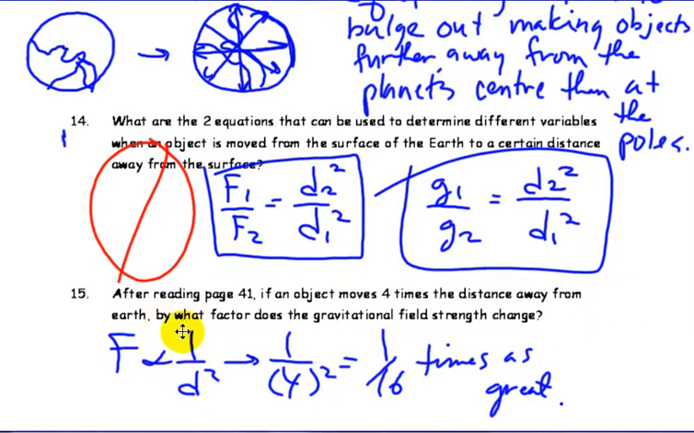So the idea of the inverse square rule here, of course: if an object is moved 4 times the distance away from the Earth, by what factor does the gravitational field strength change? So if d becomes 4 times bigger, that's 16, but F is related to 1 over d squared, so the force is 1/16 as great. So if you quadruple the distance, the gravitational field strength, or gravitational force, is 1/16 as great.